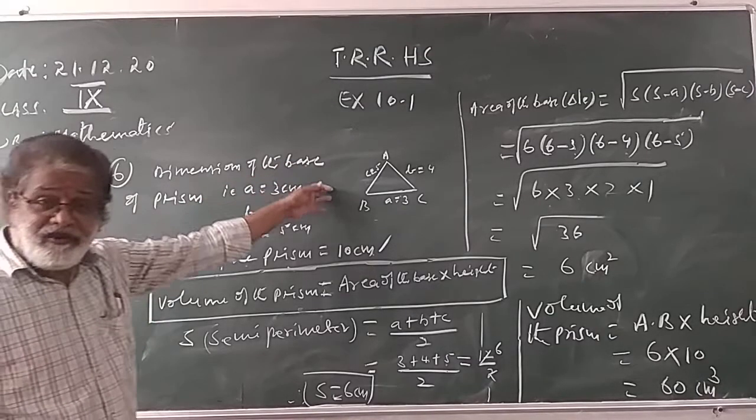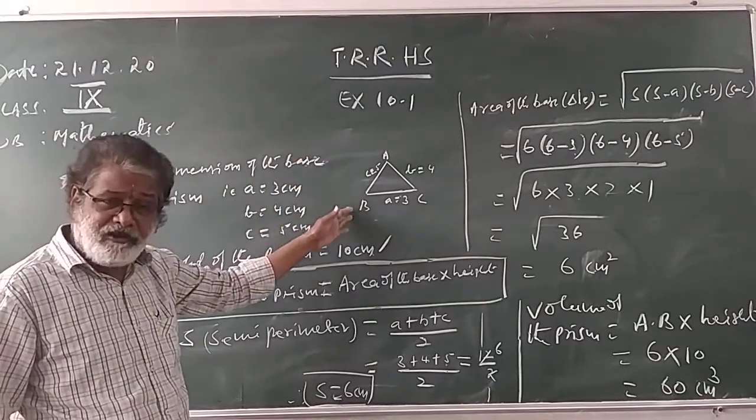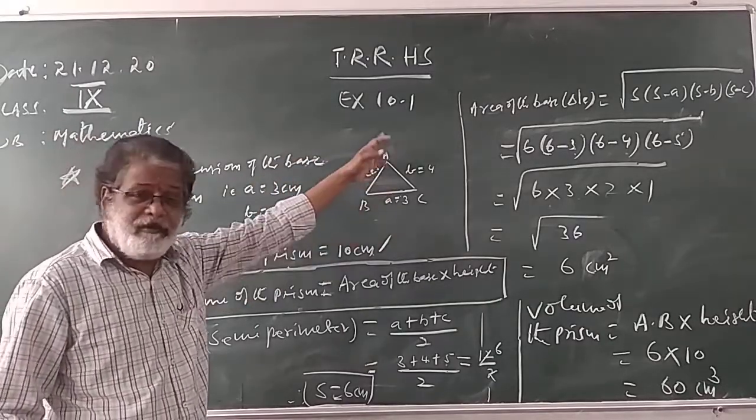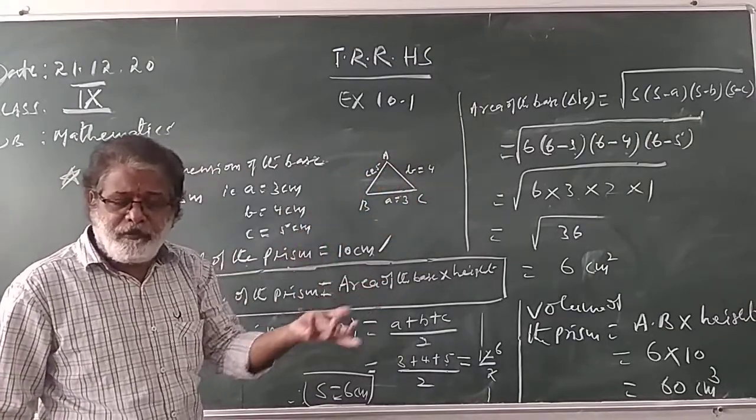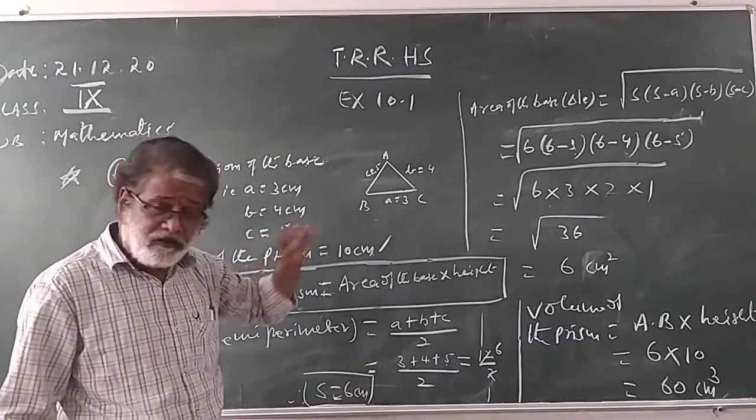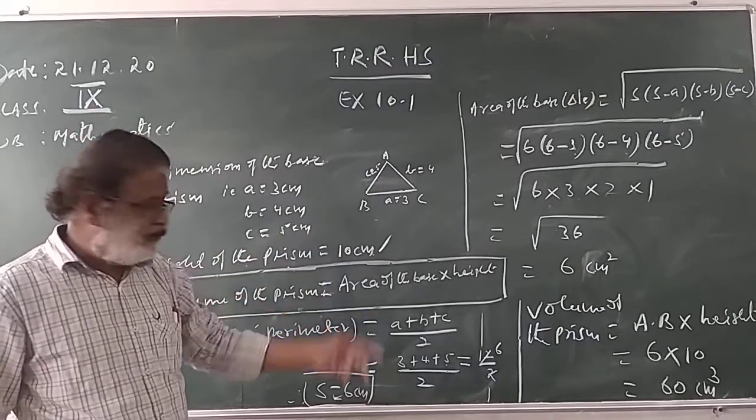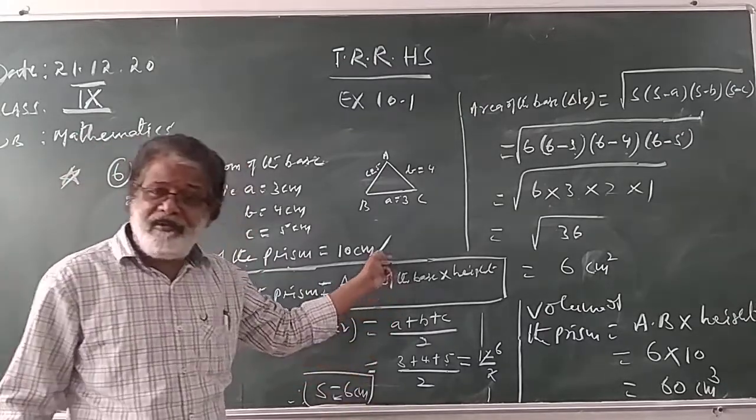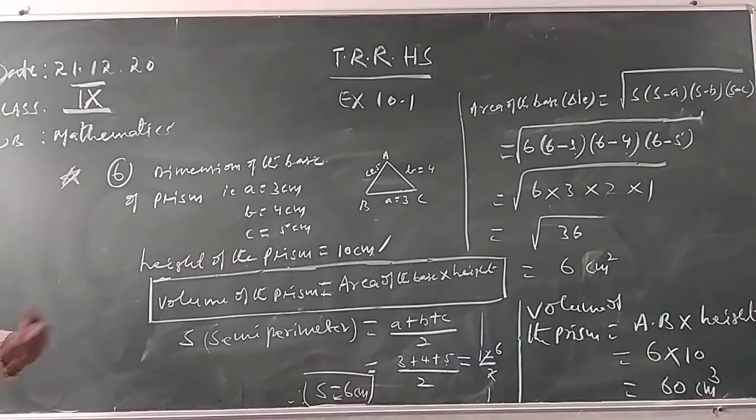Find out the perimeter of the triangle. How do you get the perimeter of the triangle? Sum of the three sides, a plus b plus c. 3 plus 4 is 7, 7 plus 5 is 12. So the perimeter of the triangle is 12 centimeters. What is the LSA? Perimeter of the base into height. 12 into height, which is 10. 12 times 10 is 120. Like that you can calculate the rest of the values also.